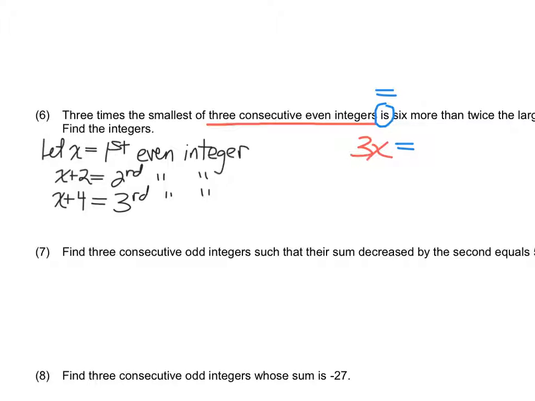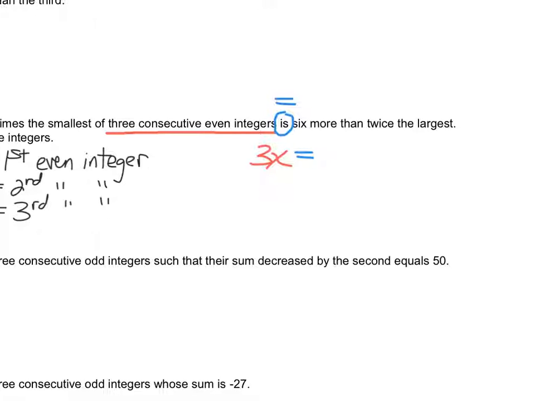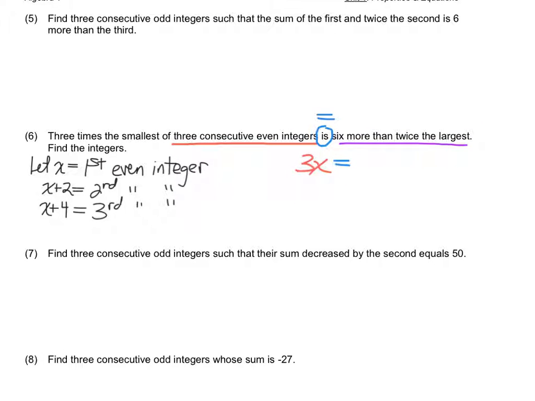Is means equals. Now we have all this other stuff afterwards. 6 more than twice the largest. So what does that look like? 6 more than twice the largest.